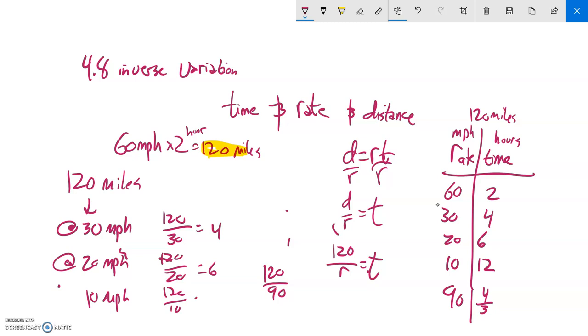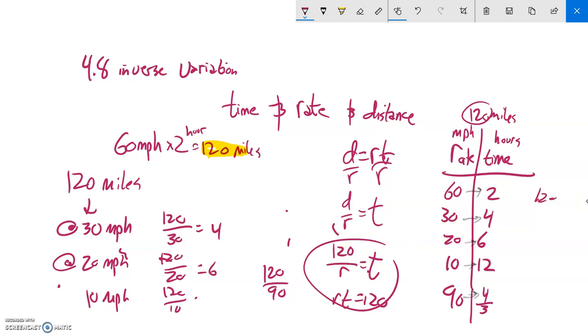So notice the relationship that's going on here between rate and time. If I go 120 divided by rate, I get time. Or another thing you can notice is if I just multiply these together, rate times time, I always get the same value, which is that 120. In this case, rate and time are in an inverse variation. Notice, as one of them goes down, the other goes up. And they always multiply to the same amount. Or if you go some constant divided by one of them, you get the other one. In this case, the constant is 120.